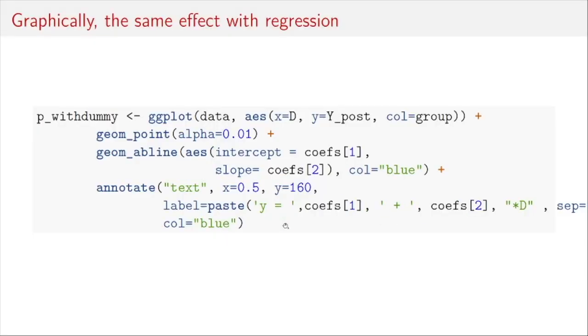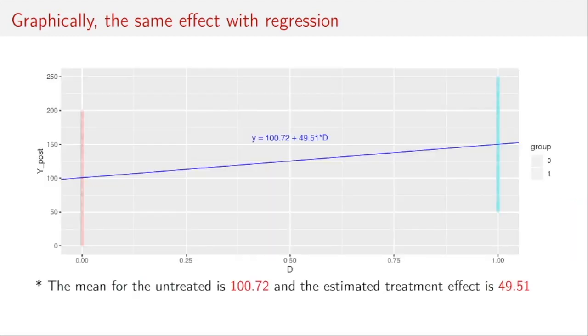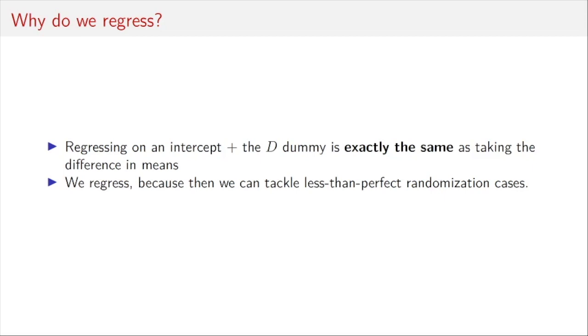So if we plot this data and the regression line using this code, we obtain this. Here are the incomes of the non-treated. Here are the incomes of the treated. And as you see, the regression line has the mean of the non-treated as an intercept and the treatment effect as its slope. So given that regressing on an intercept and the dummy gives us exactly the same result as taking the difference in means, why do we bother doing this with a regression? Well, because when we regress, we can tackle less than perfect randomization cases.